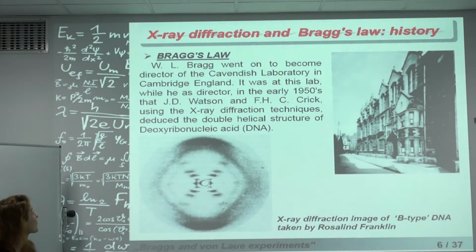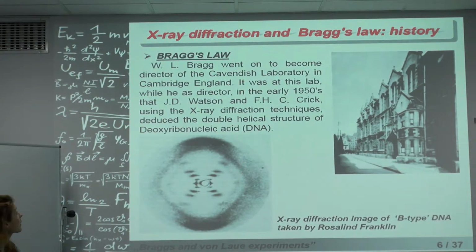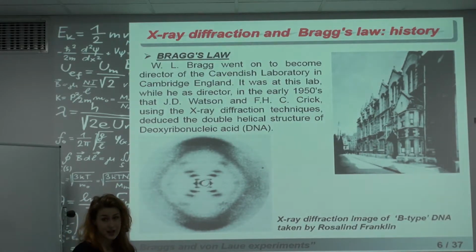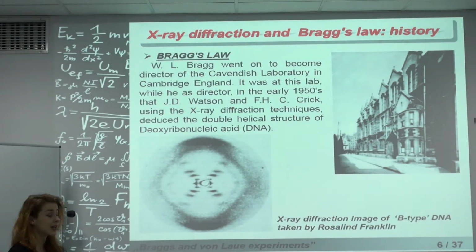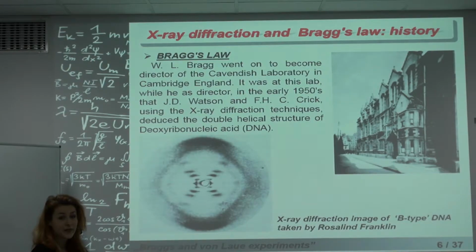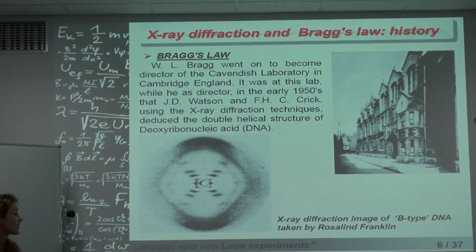At that time, William Lawrence Bragg wanted to become the director of the Cavendish Laboratory in Cambridge, England. And it was precisely in this laboratory where in the 1950s, Professor Watson and Professor Crick, using the X-ray diffraction technique, revealed the structure of DNA. And this is the picture taken just at that time. It would be fancy if I read the full name of DNA, but I'm sure I would not succeed in this.